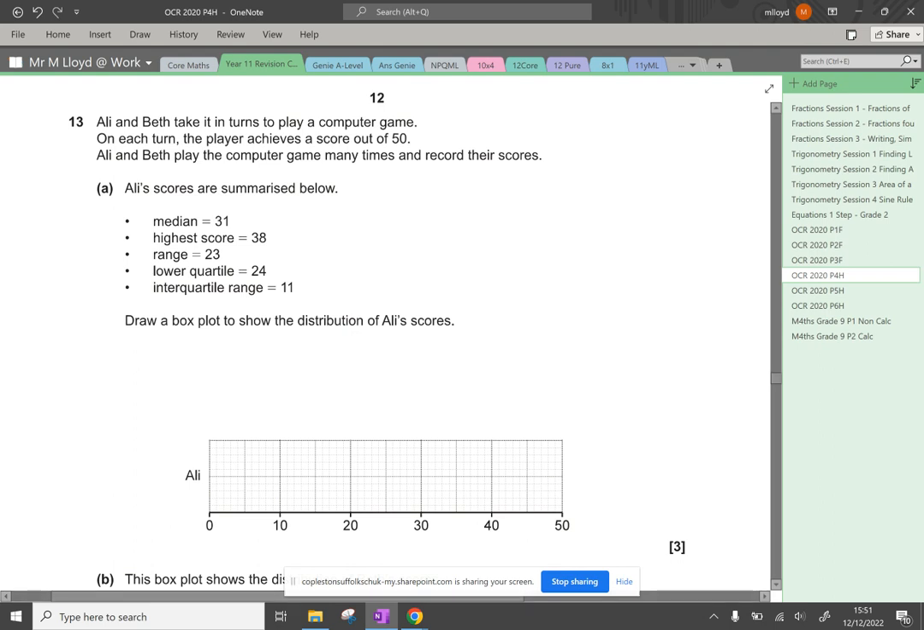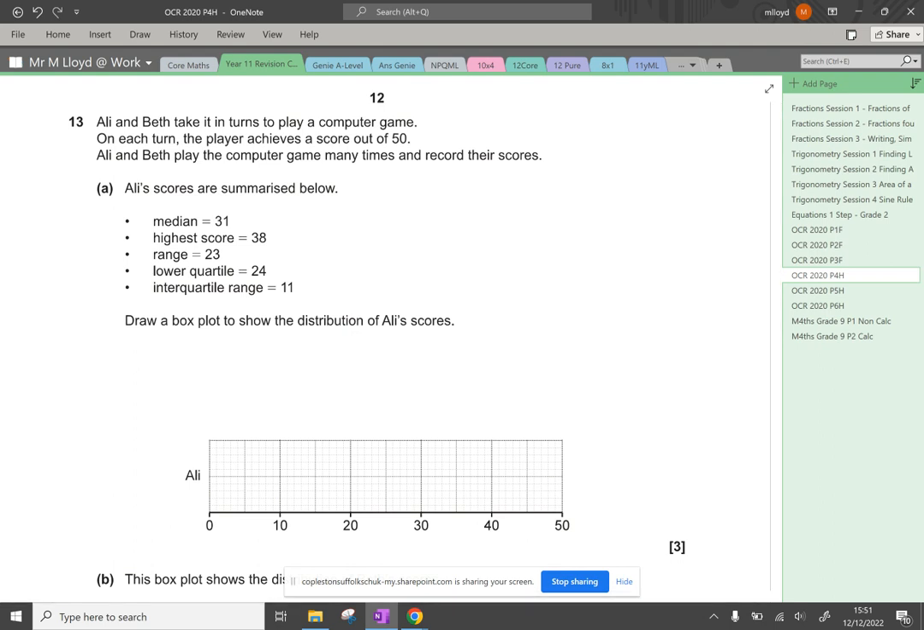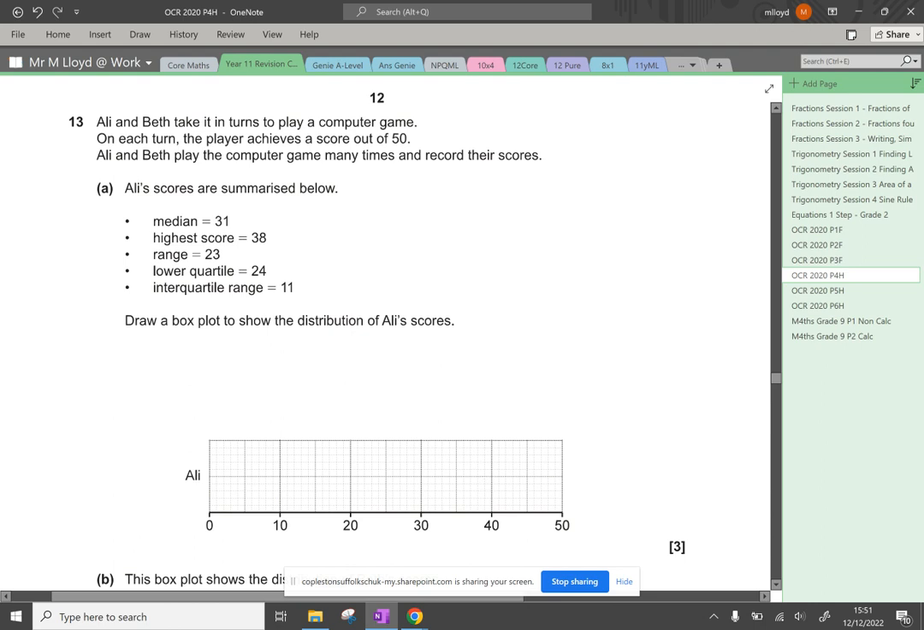Let's just draw the box plot. Now, mine's not going to be as accurate, but you're going to use your pencil and use a ruler for this. So the highest score is 38. Let me just check the scale. So yes, each small square is going to be worth 1. So our high score goes there.